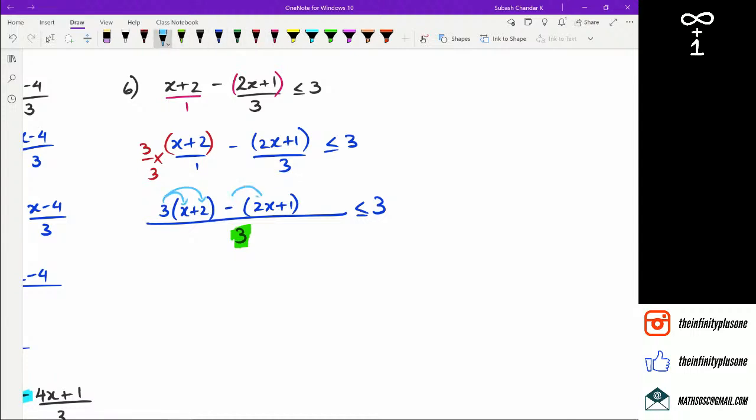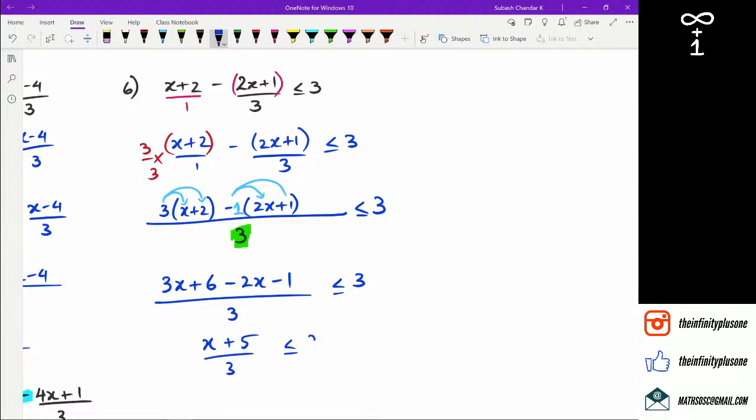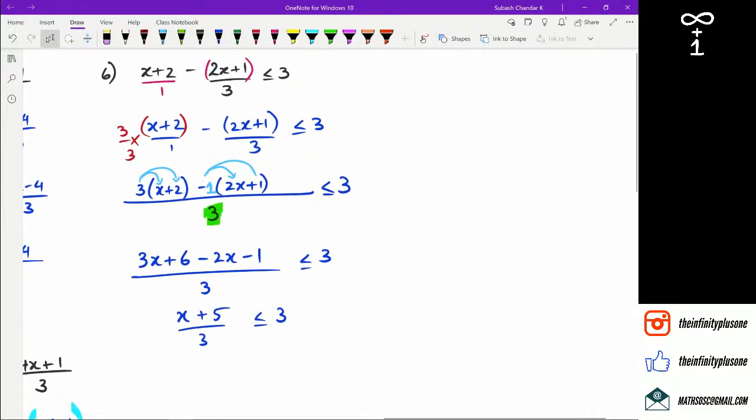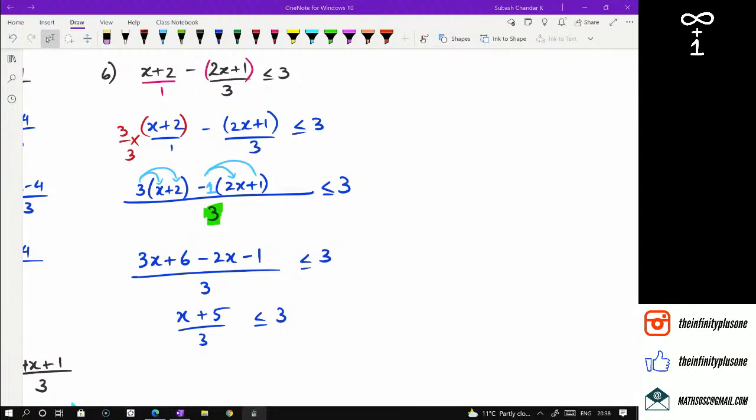Remember, there's a negative 1 there in front. So what we've got is 3 times x, which is 3x, 3 times 2, which is 6. Negative 1 times 2x is negative 2x. Negative 1 times 1 is negative 1. All of that is over 3, less than or equal to 3. Now collecting all my like terms: 3x minus 2x is x, 6 minus 1 is 5, over 3, less than or equal to 3. And get rid of the 3.